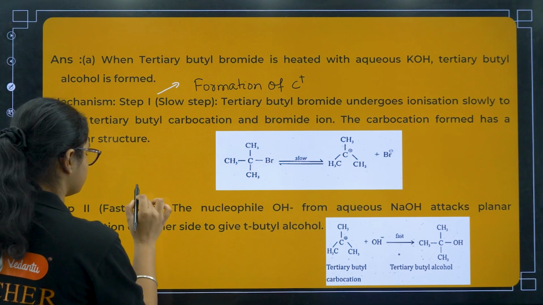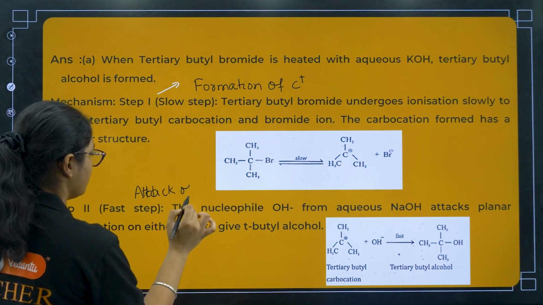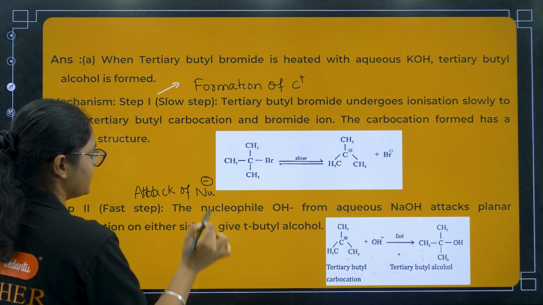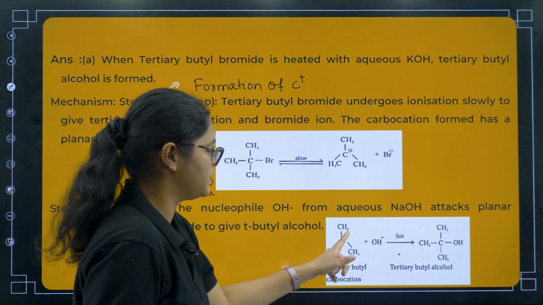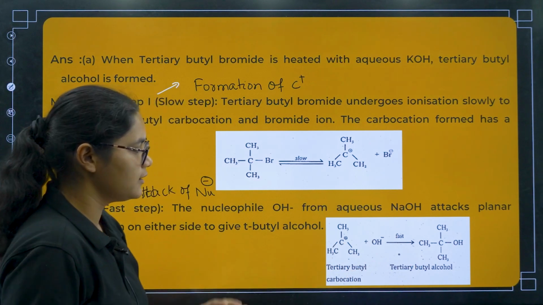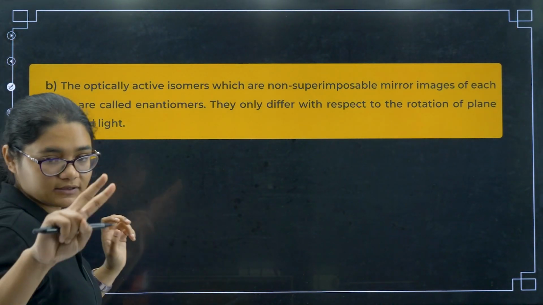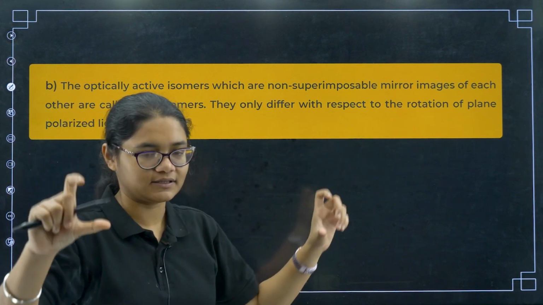The second step is the fast step. You can write down attack of nucleophile. Okay, so this nucleophile OH minus will attack here, so we will get a tertiary alcohol, that is the product. So 2 mechanism, 3 steps you will write, 3 marks. 2 marks is a step, and first one is the reaction.